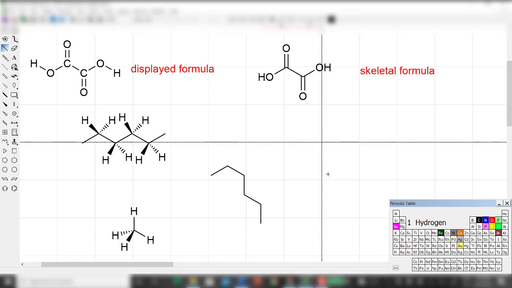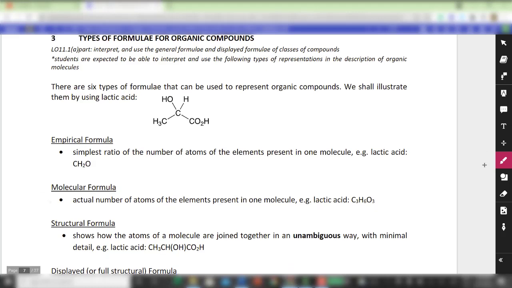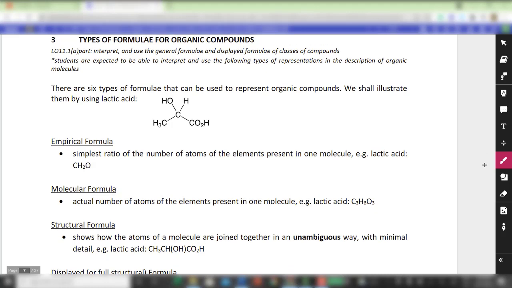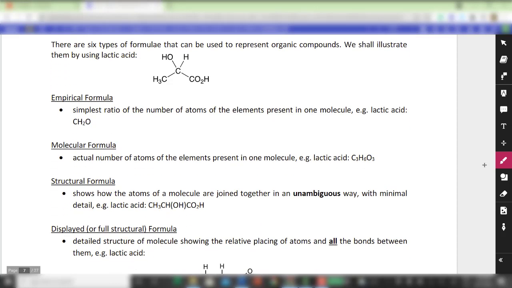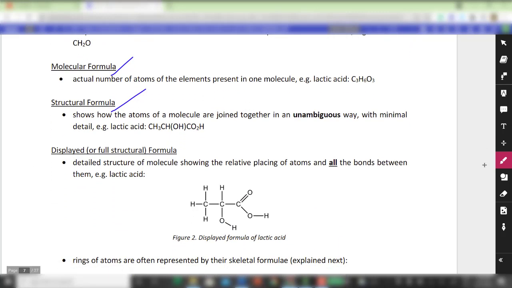So I'm going to go back to the lecture slides. I think essentially I've covered everything I need to cover, except that for this particular page, they use lactic acid as the example. They have covered empirical formula, which I've done, molecular formula, and structural formula. In this case, this structural formula is what we call the condensed structural formula.